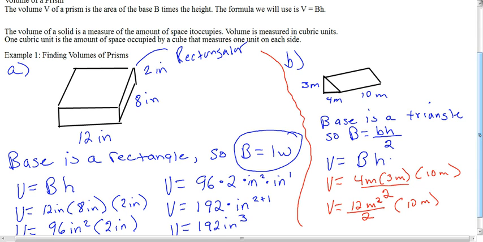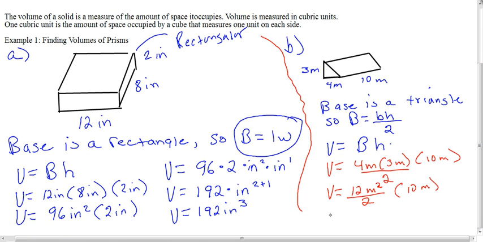Okay, bring it down just a little bit, more room. I think we're going to be fine. Here volume is going to equal 6 meters squared times 10 meters, and we'll look at it the same as we did on the other side. 10 times 6 is 60, and meters to the first power times meters squared gives us meters to the third power, and that will be our answer there. The volume would be 60 meters cubed.